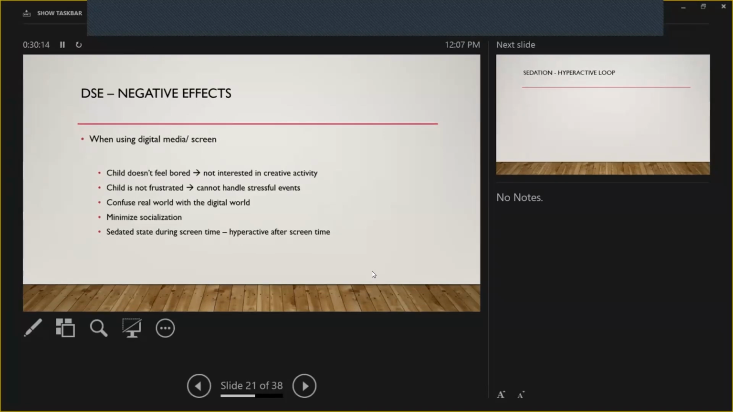Right? Okay. Then the child, the biggest thing is they confuse the real world and the digital world. They think that what is happening in the digital world is equal to the real world. That is below 2 years. Right? And minimized socialization, that is obvious. And they are sedated during screen time, hyperactive after the screen time.